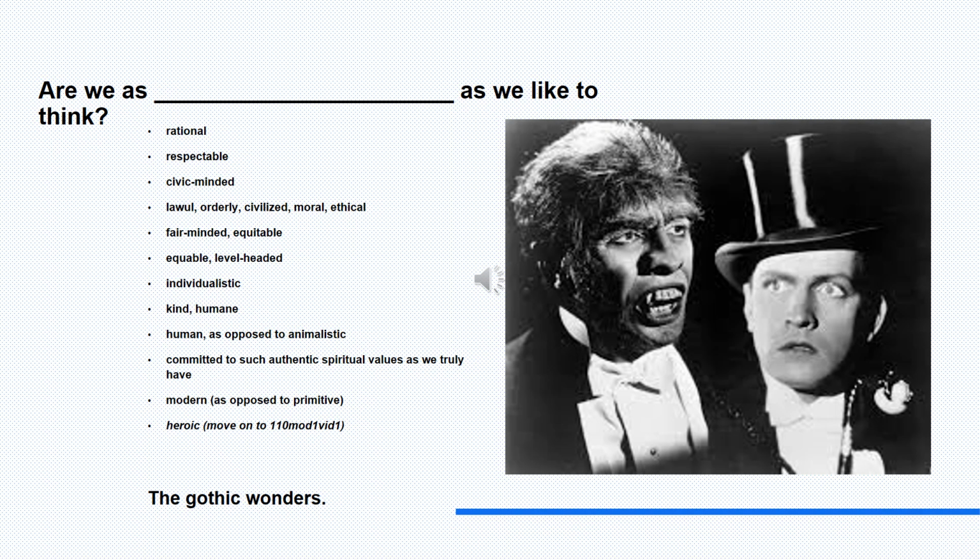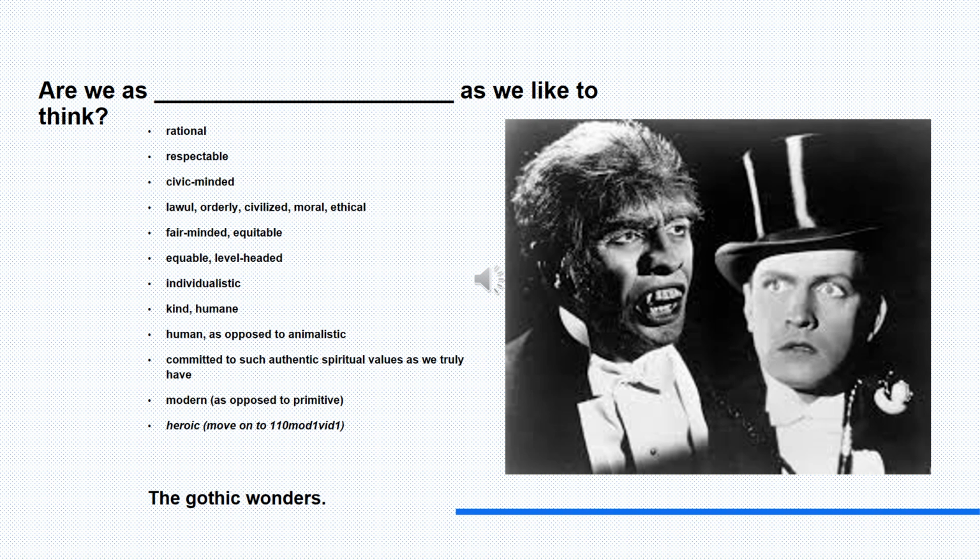Are we committed? Are we as spiritual as we think we are? Are we as committed to such authentic spiritual values as we find that we truly have? What we have, are we committed to them? Or are they just values that we kind of see up there? Sometimes we are obedient to them, sometimes not. Are we as modern as opposed to primitive or primal as we think we are?